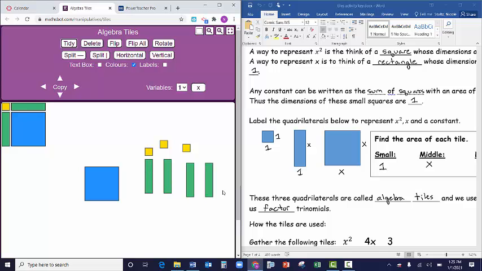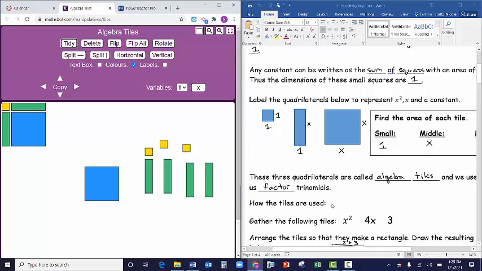All right, so what we're going to do is we need to arrange our tiles so that they make a rectangle. So we need to somehow get all these guys to work together to make a rectangle, and here's what you can't do. You have to match up sides of equal length. So absolutely, you can match these sides up because this is x and this is x. So these are the exact same length. What we can't do is we can't do this. And here's why.